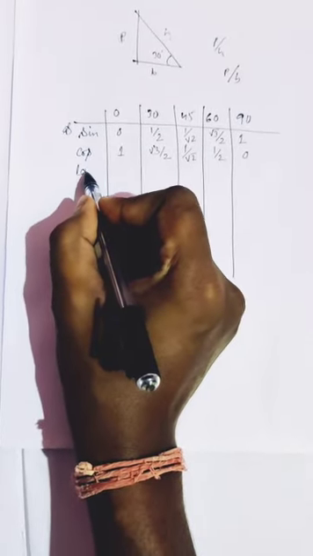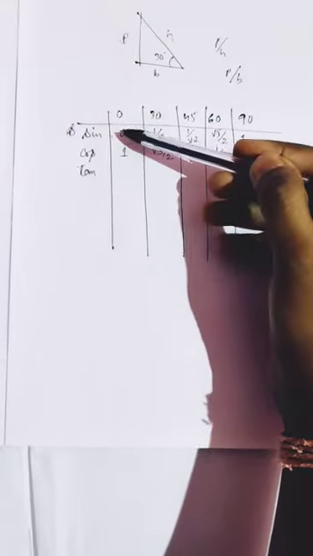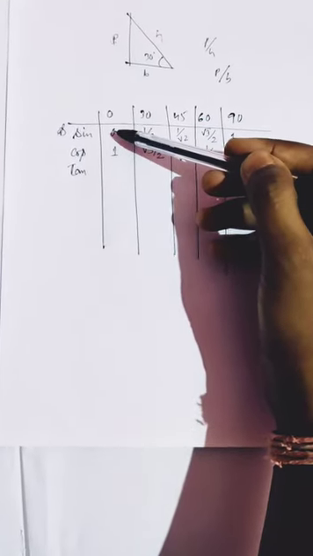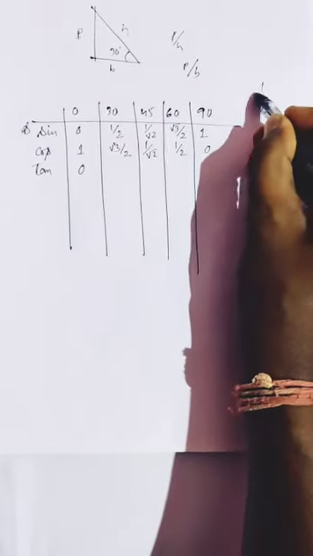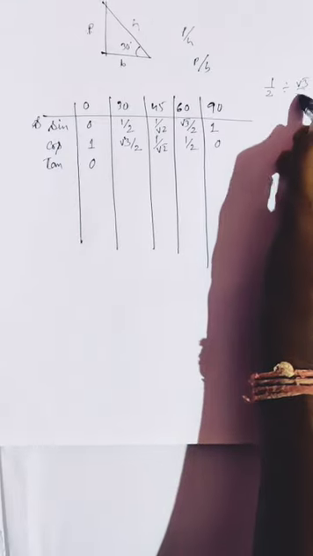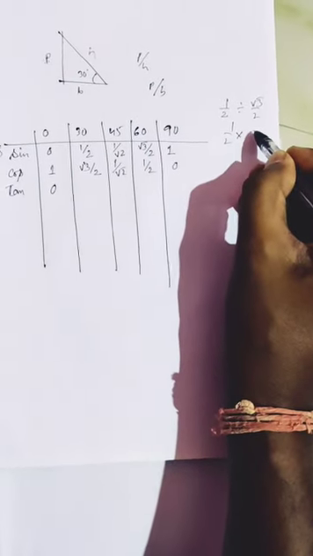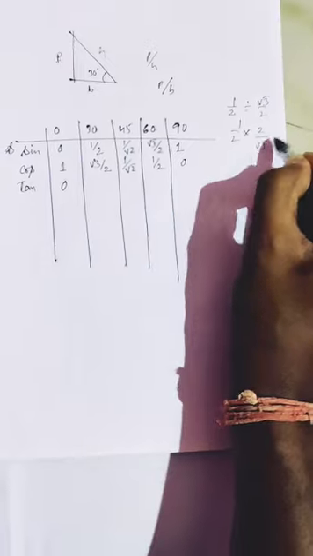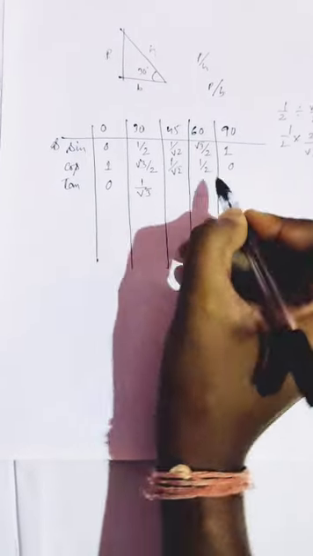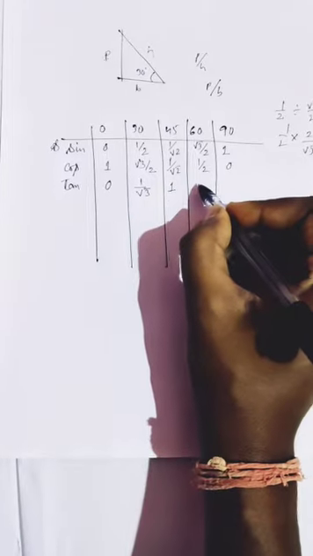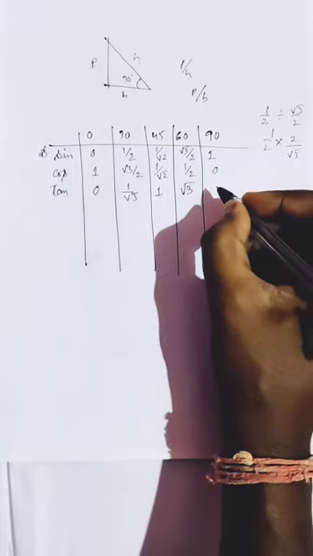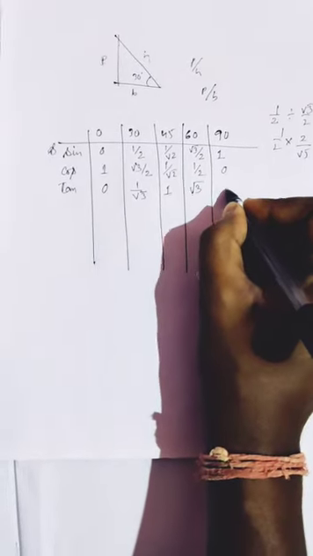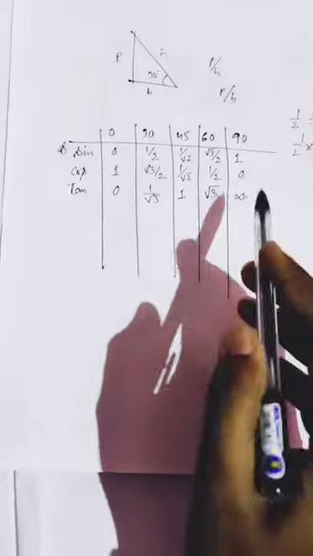Next, tan. When you write tan, you divide the value of sine by the value of cos. When I divide 0 by 1, it is 0. When I divide half by root 3 by 2, it becomes 1 by root 3. And anything you divide by 0 is not defined, so we'll use this symbol, the undefined symbol. Normally this is not the undefined symbol, but it's used as undefined.